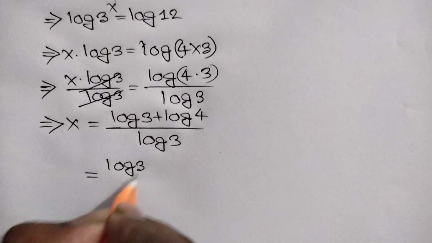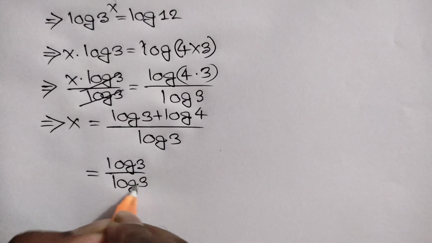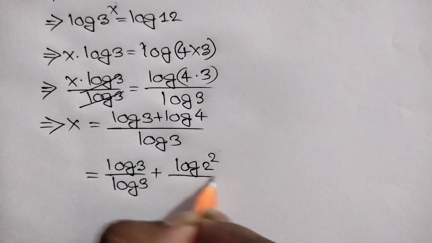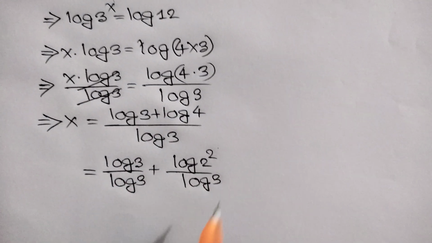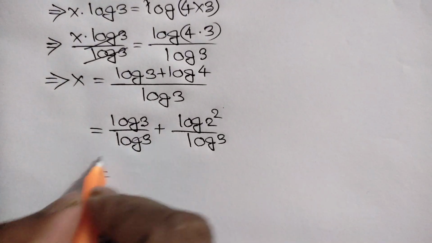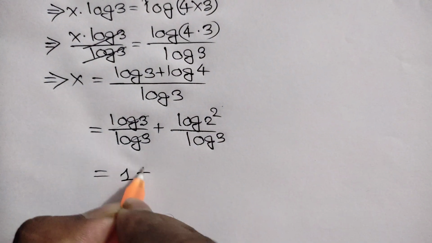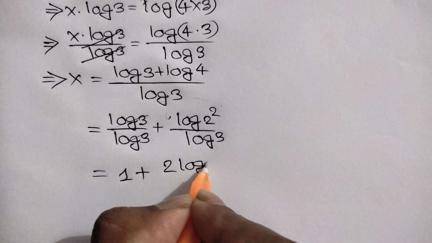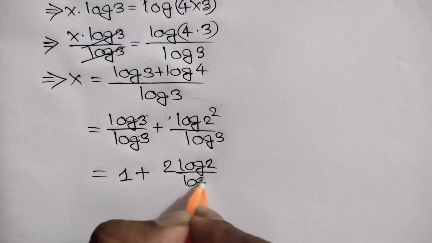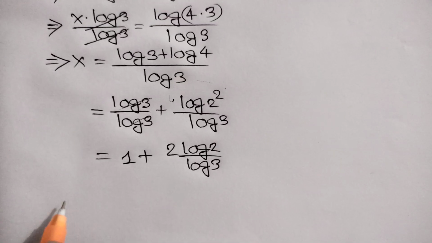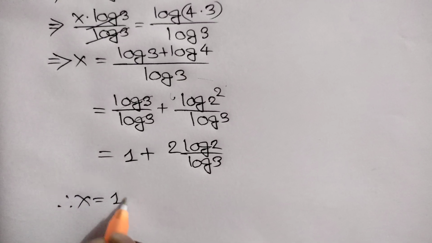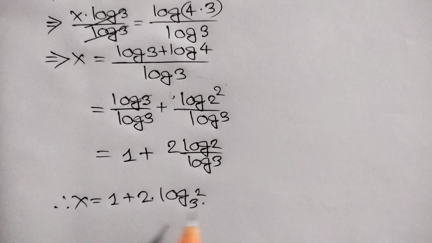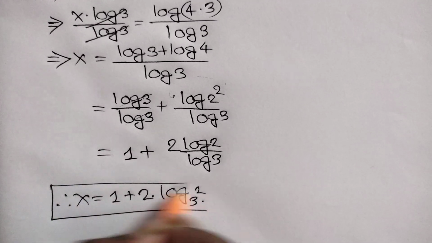This is equal to log of 3 over log of 3 plus log of 4 over log of 3, and this 4 can be written as 2 square. Log of 3 cancels out log of 3, so here we will get 1 plus, this 2 moves here, 2 times log of 2 over log of 3. So finally we will get the value of x is equal to 1 plus 2 times log of 2 base 3, and it is our final answer.